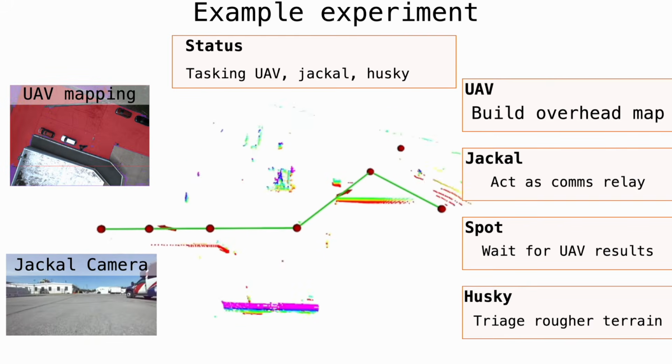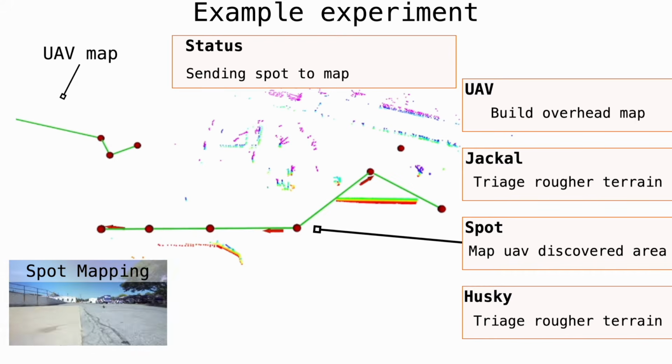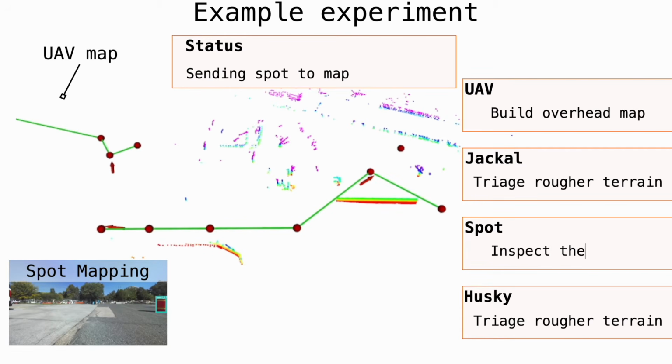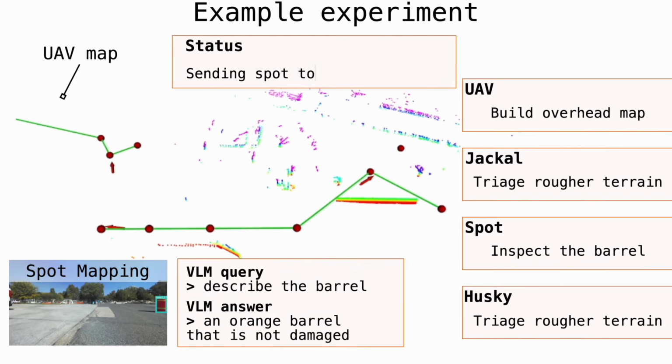terrain. Once the UAV comes back with its map, the planner tasks the Spot, which is the fastest robot in the team, to survey this new but distant region. During exploration, the Spot discovers a barrel, and it then forms a vision language model query to gather precise and mission-relevant information. It then interprets this information and updates the user on its findings, thus completing the mission.